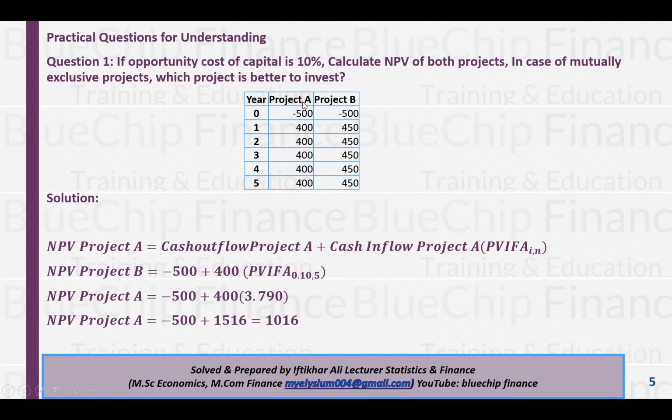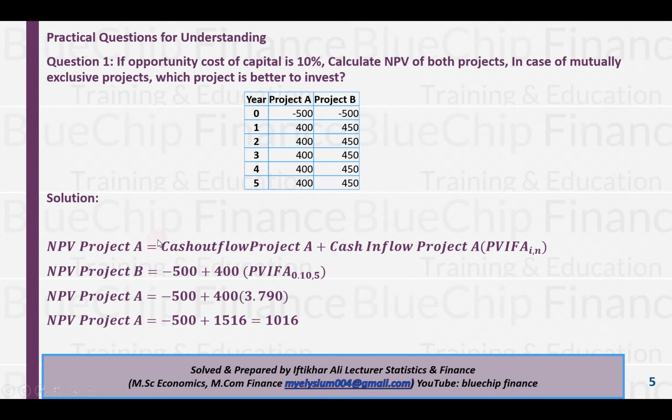In project A, as you are watching, these 400 are cash inflows and this is outflow. These inflows are similar, but in project B, the cash flows are also similar. If you invest $500 into project B, then you will get $450 in year 1, $450 in year 2, $450 in year 3, and so on. So this example represents the similar cash inflows.